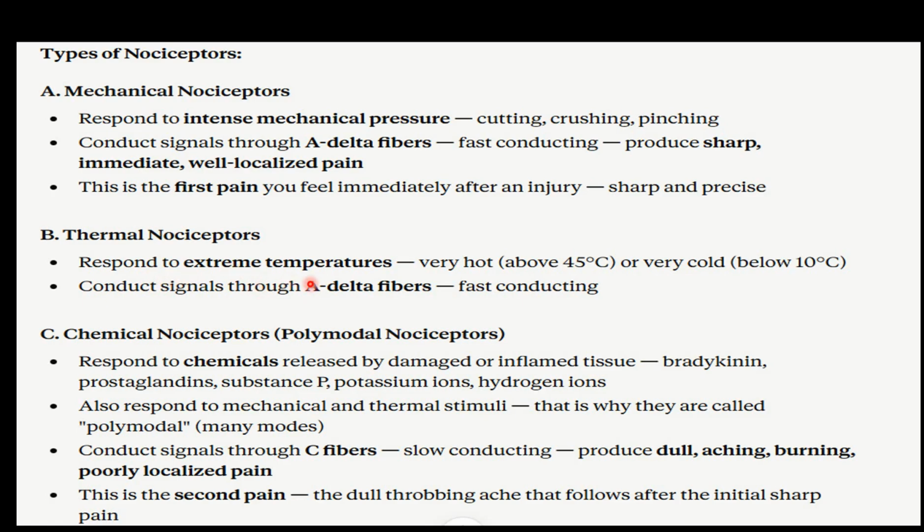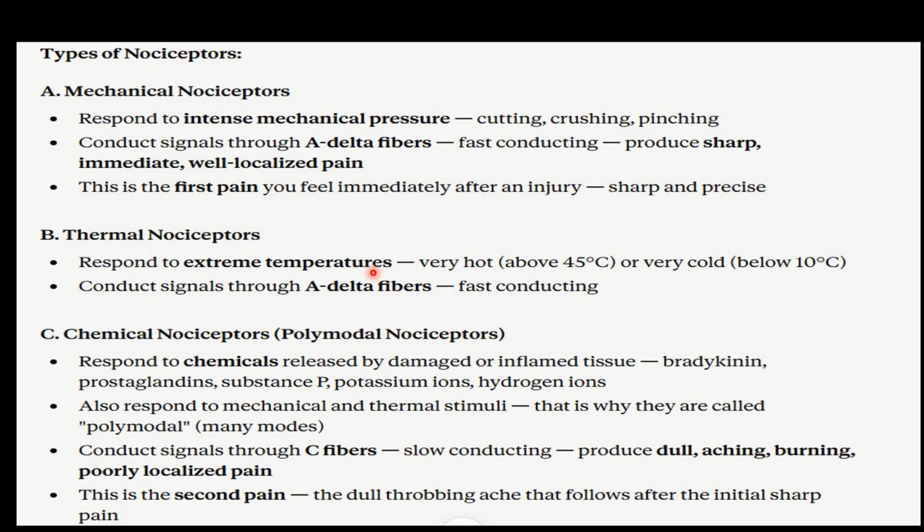It responds to extreme temperature, like very hot above 45 degrees centigrade or very cold below 10 degrees centigrade. Okay, it conducts signals through A delta fibers, which is also fast conducting. Okay, so remember these two things are fast conducting because the other one is not.